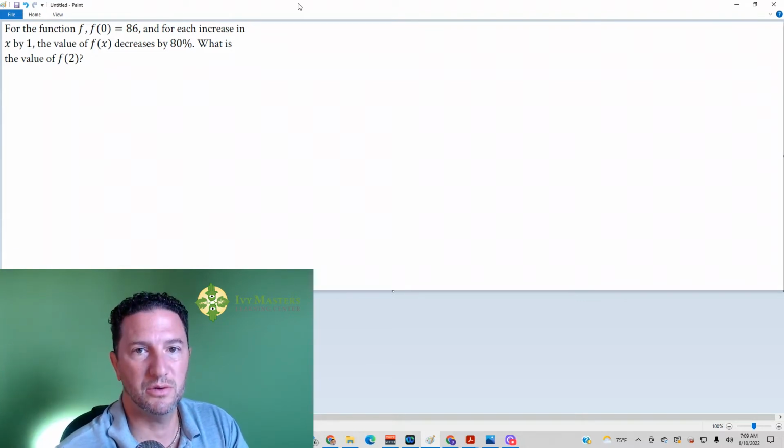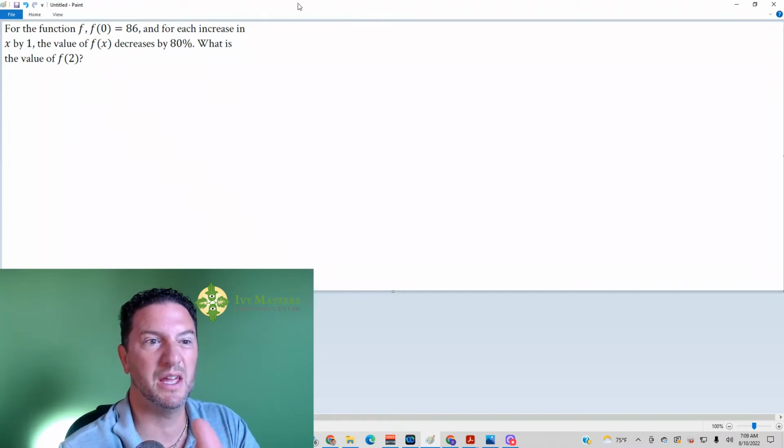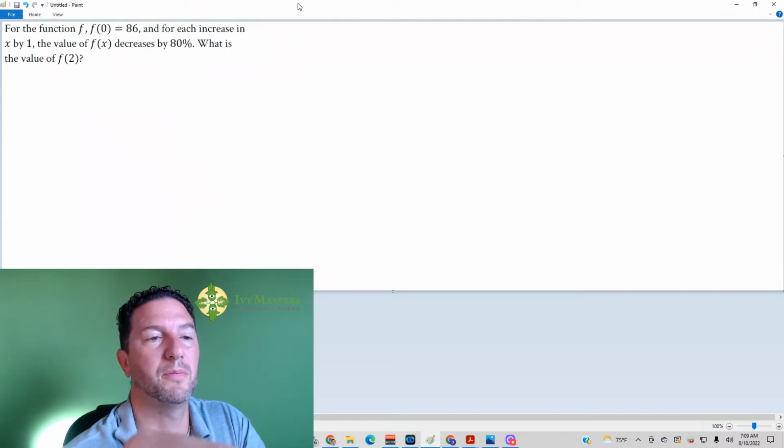So I'm going to do this two ways. First, I'm going to do this the layman's way. How could you figure it out without being able to set up a formula? And then we're going to set up a formula.